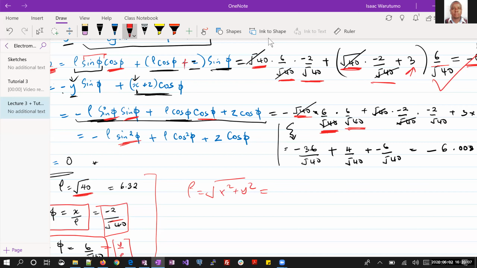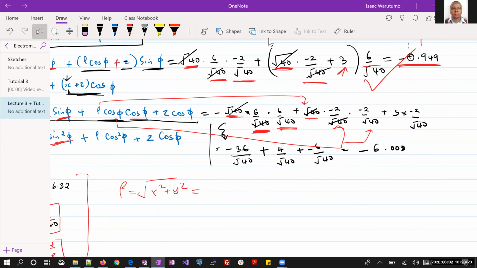This is equal to 40. For those who might still be missing the point, I'm just saying this is equal to this, and again, the same as this one. So you just simplify, and once you do that simplification, you get that a phi is equal to minus 6.008. And of course, we have seen that my AZ is equal to 0.